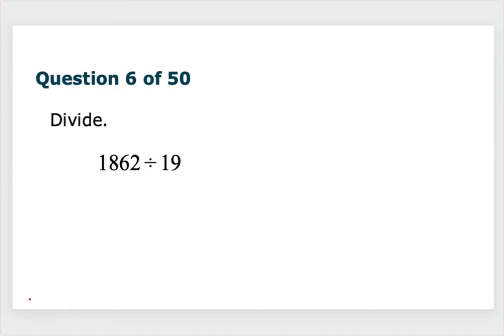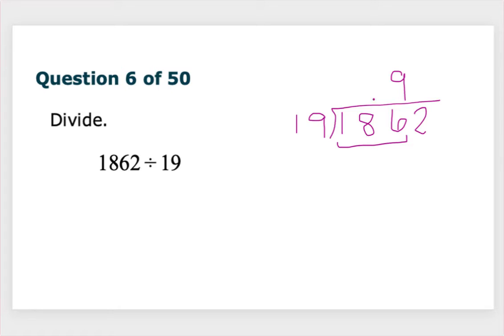Question number 6. Divide 1,862 divided by 19. So 1, 8, 6, 2 divided by 19. Okay, so 19 won't go into 18, so we'll go into 186. Now, remember, 190 would be 10 times, so let's put a 9 here. 9 times 9 is 81. 9 times 1 is 9, plus 8 is 17.